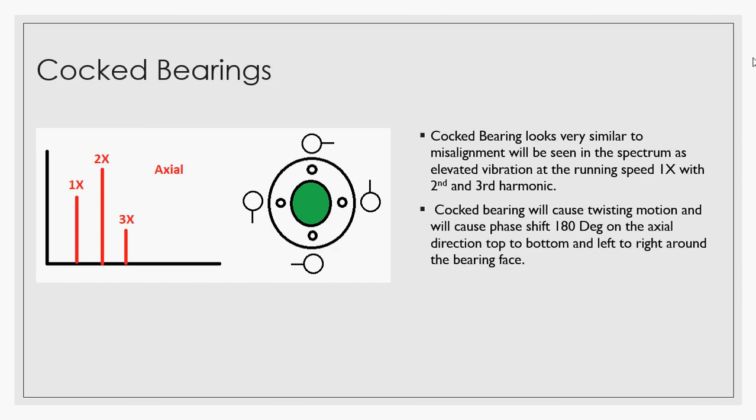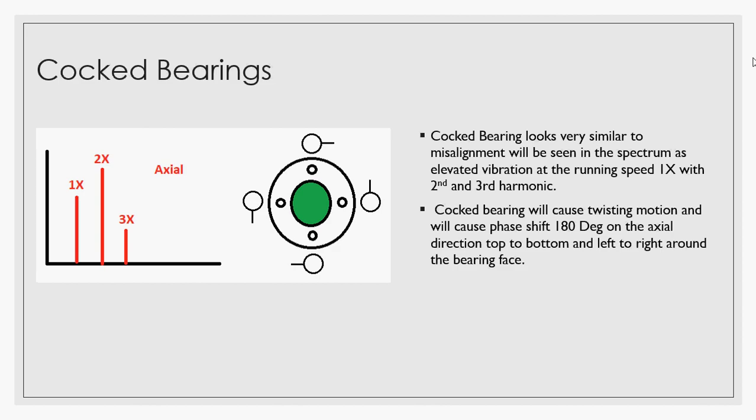And if you measure the phase across the coupling to confirm the misalignment, it will be out of phase in the axial for the angular or out of phase in the radial for the parallel misalignment. With a cocked bearing, you mostly will see it in one of the bearings only, of the drive or the driven. A cocked bearing looks very similar to misalignment. You'll see it in the spectrum as elevated vibration at the running speed 1x with the second and third harmonic.